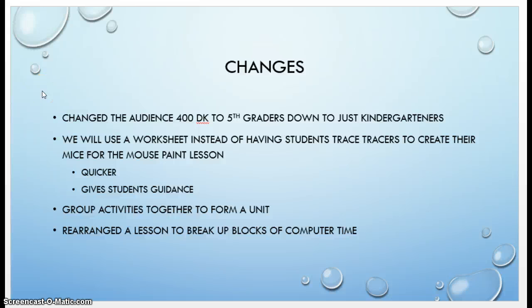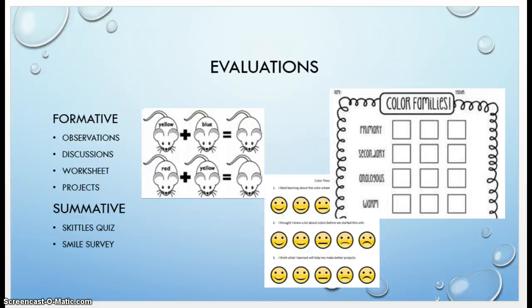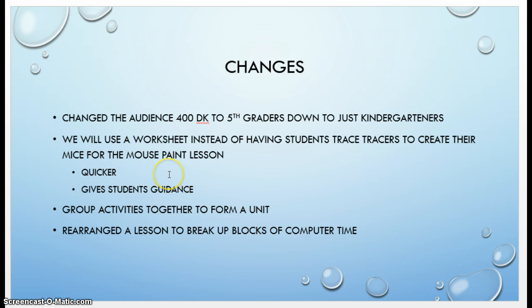Some of the changes that I would make: I've had a chance to implement some of these lessons. But initially, when I started this project, I was aiming to do the whole elementary school and quickly realized that I needed to narrow that down and decided to start with the kindergartners, start young, when I'm going to see them all the time, first off, and when they should start learning this information. And as I mentioned, that mouse paint, I originally had the kids trace a tracer, and it just took way too long. They had to trace it 6 times, and then they had to try to figure out red goes here and blue goes there. So that's when I said we would use this worksheet here that would give them some guidance as to what colors go where. It also would be quicker.